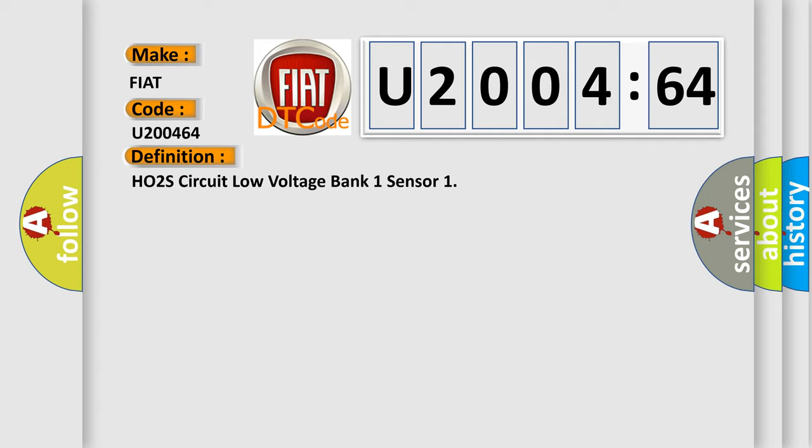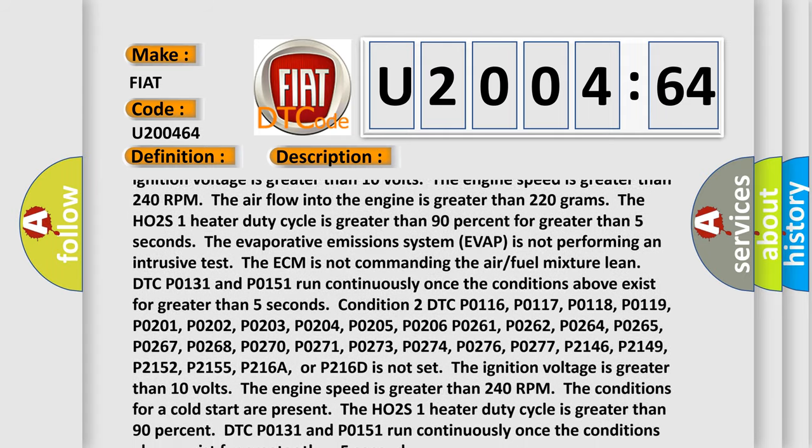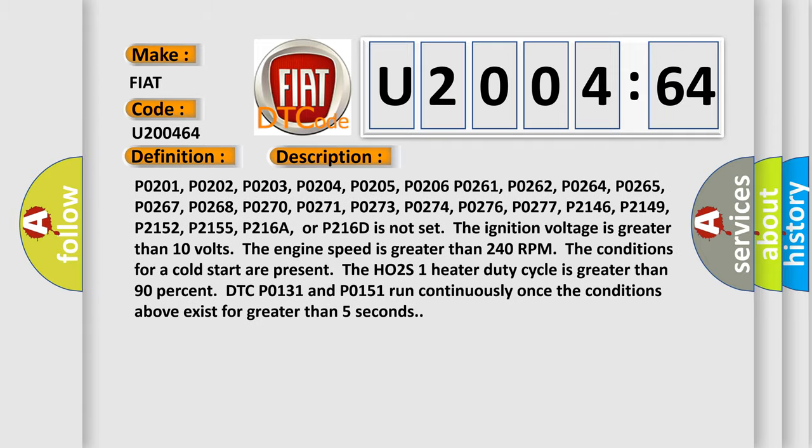The ignition voltage is greater than 10 volts. The engine speed is greater than 240 RPM. The conditions for a cold start are present. The HO2S1 heater duty cycle is greater than 90%. DTC P0131 and P0151 run continuously once the conditions above exist for greater than 5 seconds.